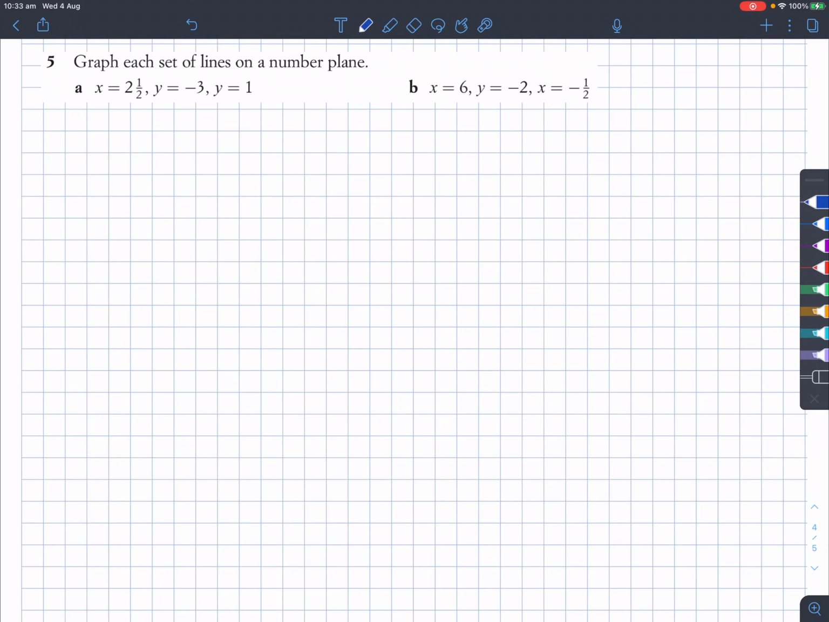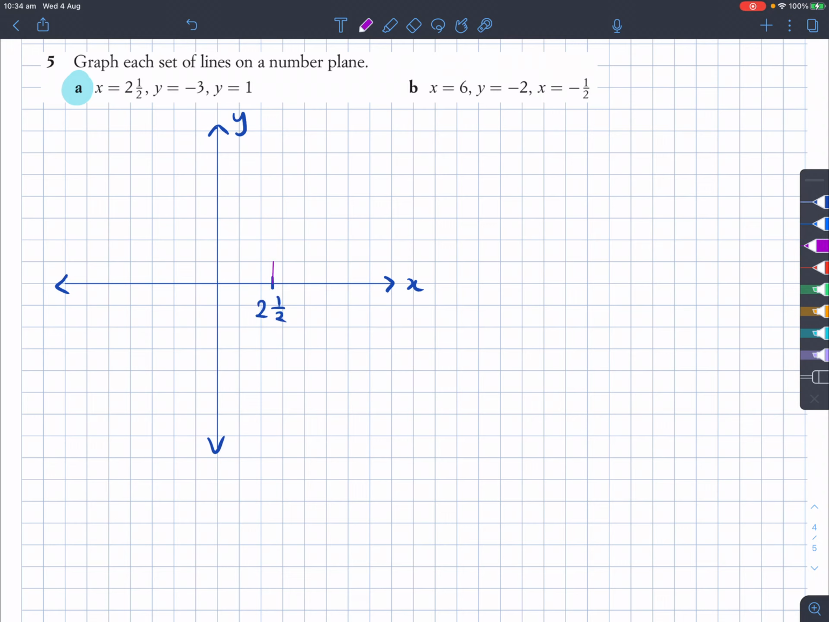Question 5. Graph each set of lines on number plane. I'll just do the first question. So on a number plane, all you have to do is graph one this big, or you can graph it smaller if you wanted to, but you must make it big enough so that it contains all these graphs here. So x equals 2.5. When we graph this, we identify the value on our x-axis right here, and 2.5 will be 2.5 squares to the right. So we'll say this is 2.5, like that. And we'll graph that line.